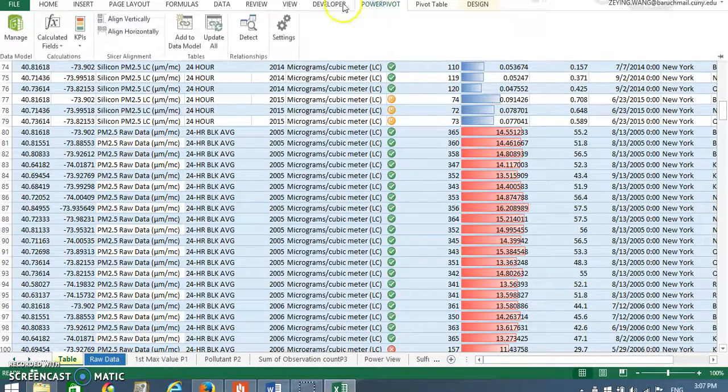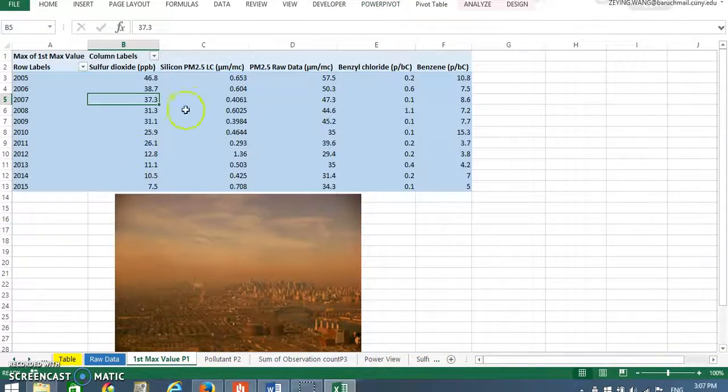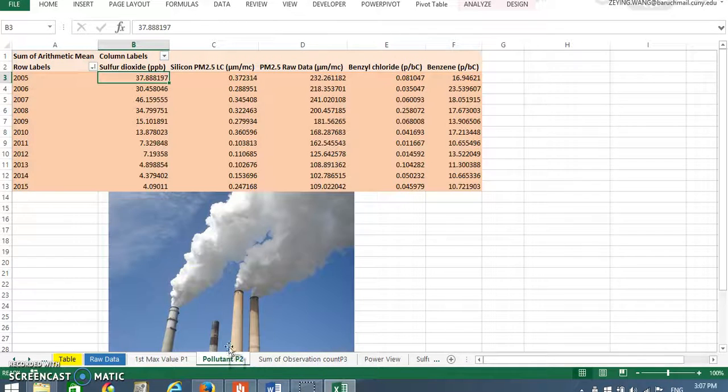This is the first pivot table for the first max value, and this will tell us the greatest value that has been recorded each year. The changes of the value roughly express the situation of each parameter in the city. So next pivot table is the arithmetic mean of the pollutants.